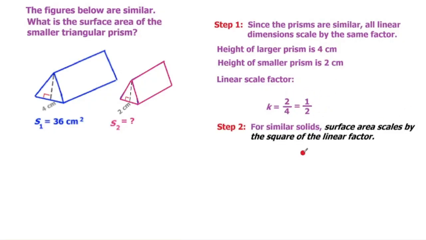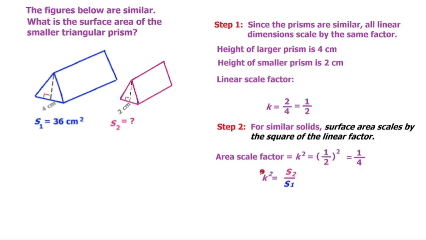So now, for similar solids, the surface area scales by the square of the linear factor. Okay, so we just need to square this and we can find the factor that we can use to figure out the answer. So this area scale factor equals k squared. So we know k is equal to 1/2, so we just square that. So it equals 1/4, right? 1 times 1 is 1, 2 times 2 is 4.